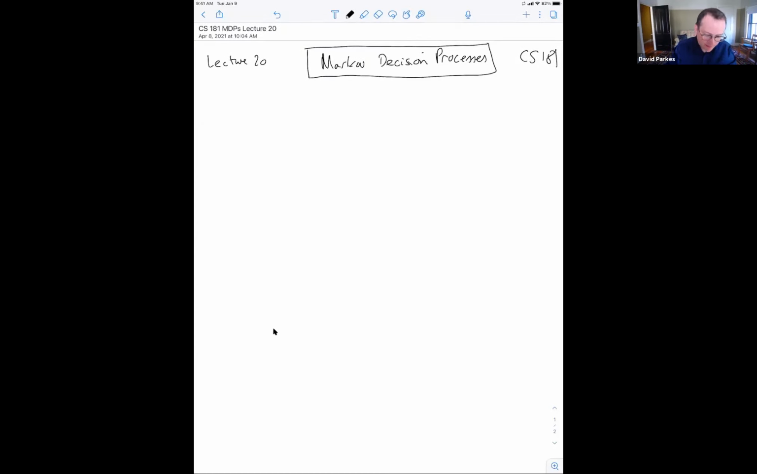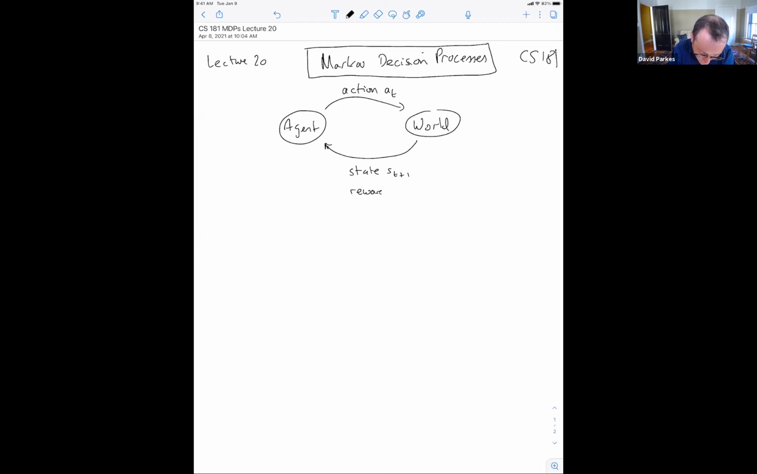So let's talk about what we're going to do for the main topic today, which is Markov decision processes. And again, the picture I want you to have is an agent in a world. Our agent is taking an action in the world, and the world is somehow generating a next state and a reward. Here, think about little t as the time period.